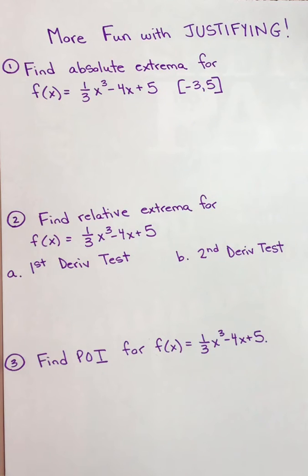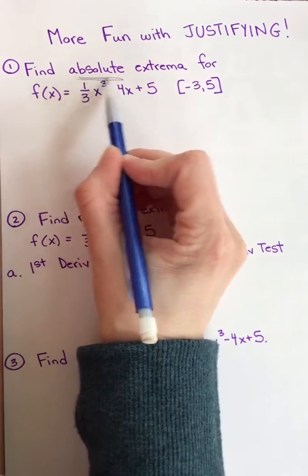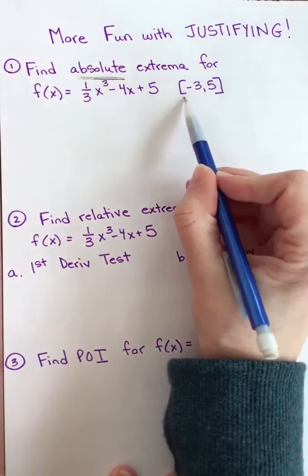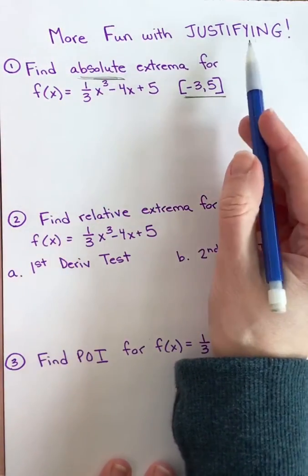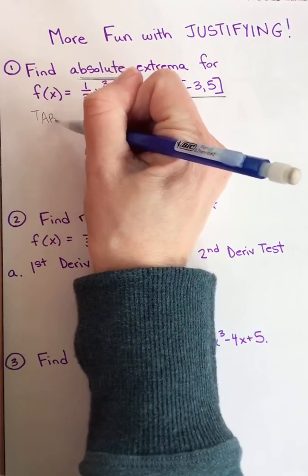Today we're going to talk about the difference in ways to justify. The two different ways depend on what the question asks us to do. For this first question, we're asked to find absolute extrema on a closed interval. When it says justify, the way we're going to do that is to make a table.